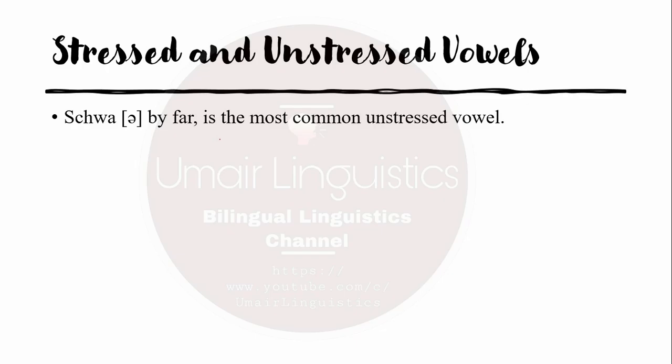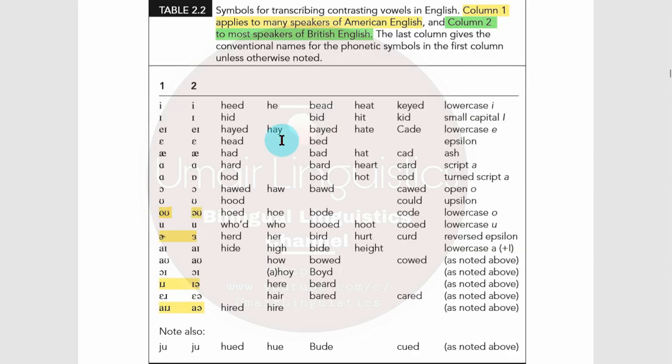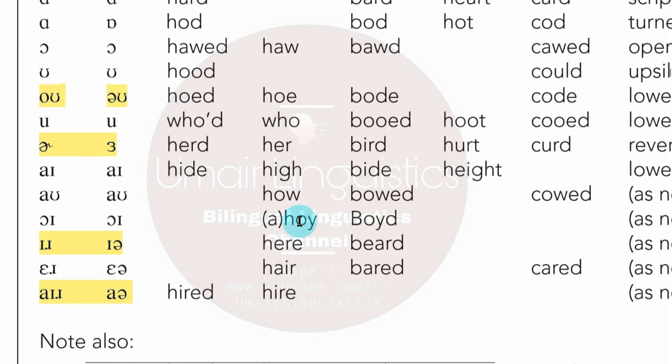So, first of all, as we have seen in that table, there was a word, A-H-O-Y, ahoy. Except this word, there was no word in the complete table which has more than one syllable. All other words consisted of monosyllables, so these words don't have any stressed or unstressed syllables, because there is only one syllable in each word except this word ahoy. All right.